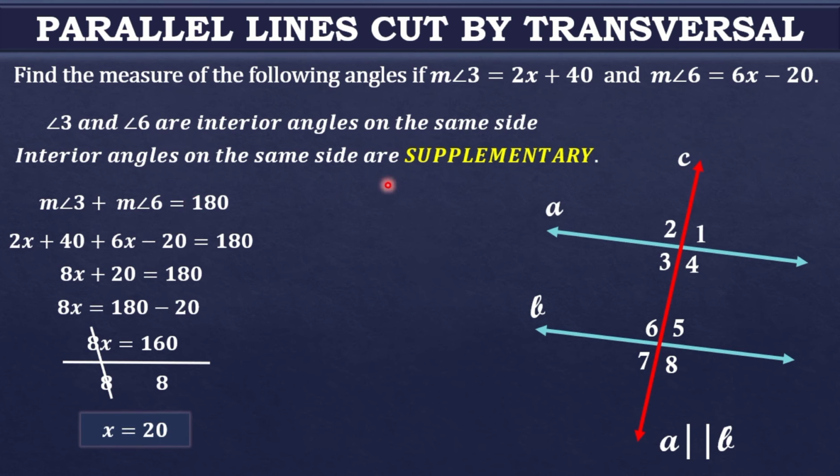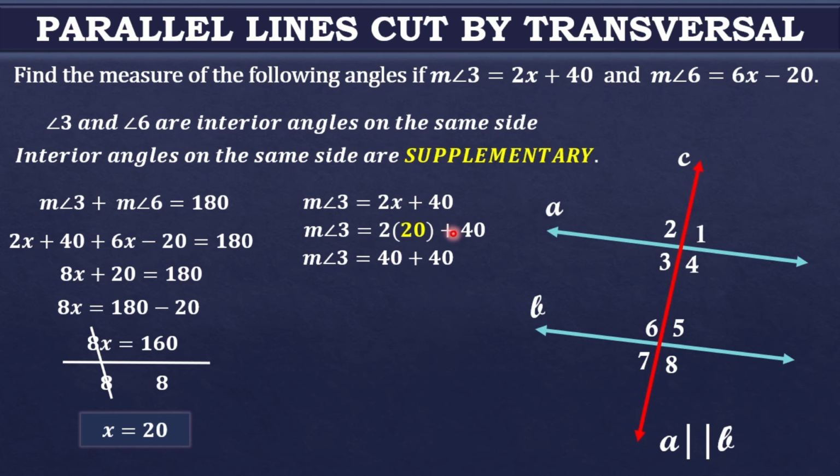Substitute natin siya sa angle 3, which is 2x plus 40. So, lagay natin si 20, yung nakuha nating value ni x. So, we will get 2 times 20, that is 40, plus 40, the measure of angle 3 is equal to 80. I-check natin siya sa angle 6.